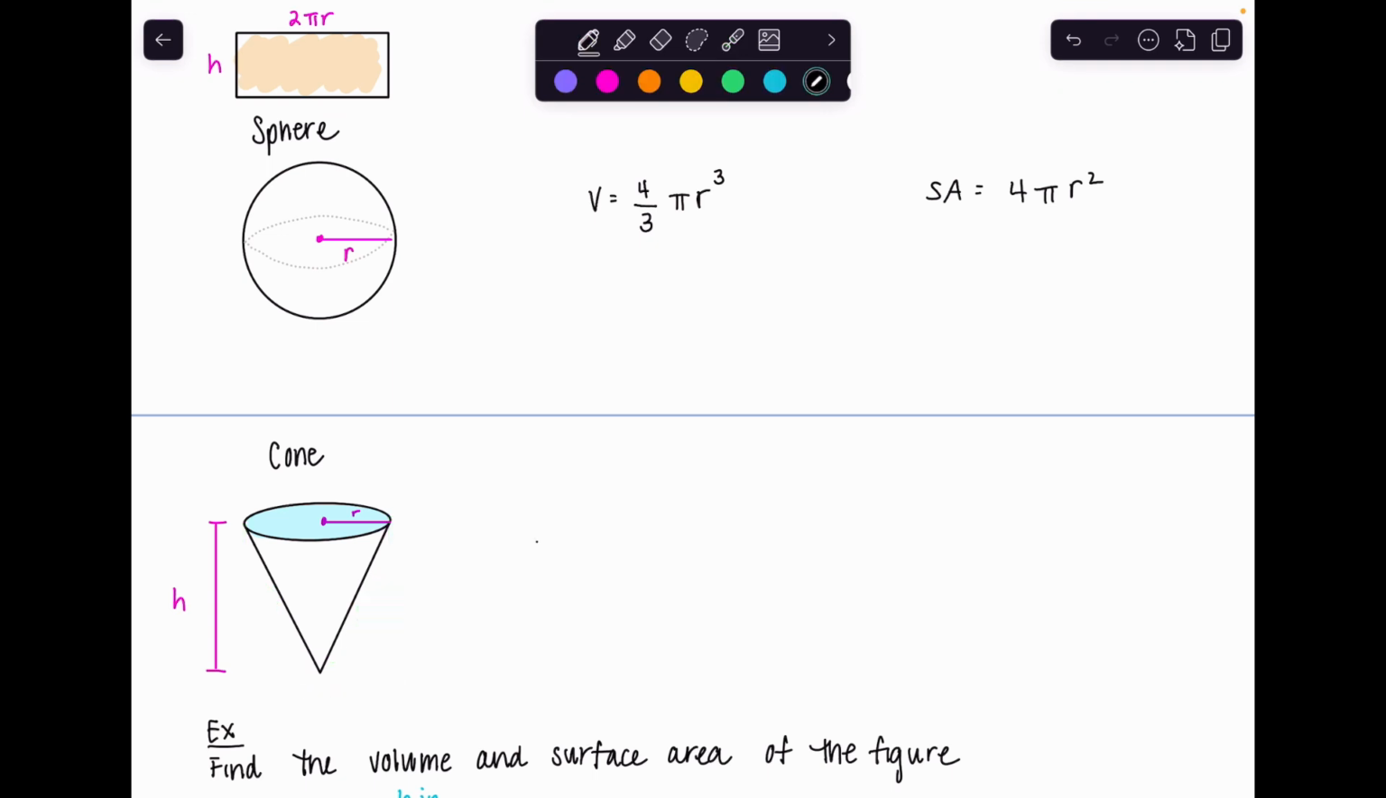So my volume formula is again the same as the cylinder, which is pi r squared times h. This piece is still the area of the base. This piece is still the height. But now to compensate for the fact that we don't have that full cylinder, we really have 1/3 of it. This comes from the fact that this is the cylinder chopped into 3 pieces.